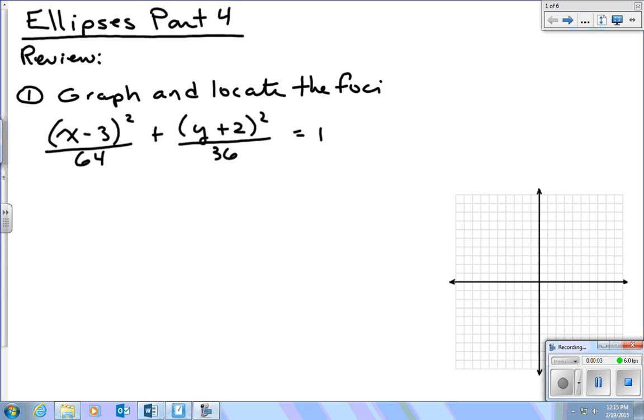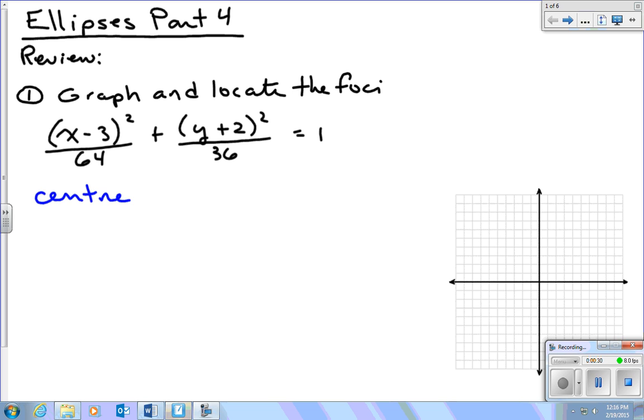Today we're looking at our final piece on ellipses, and I'm going to start with reviewing a question similar to ones that we've already done, just to be really clear about the steps. If you feel really confident about this one, you can just fast forward to the next step if you like. So we're going to graph and locate the foci of this ellipse, and the first thing we're going to do is decide where its center is.